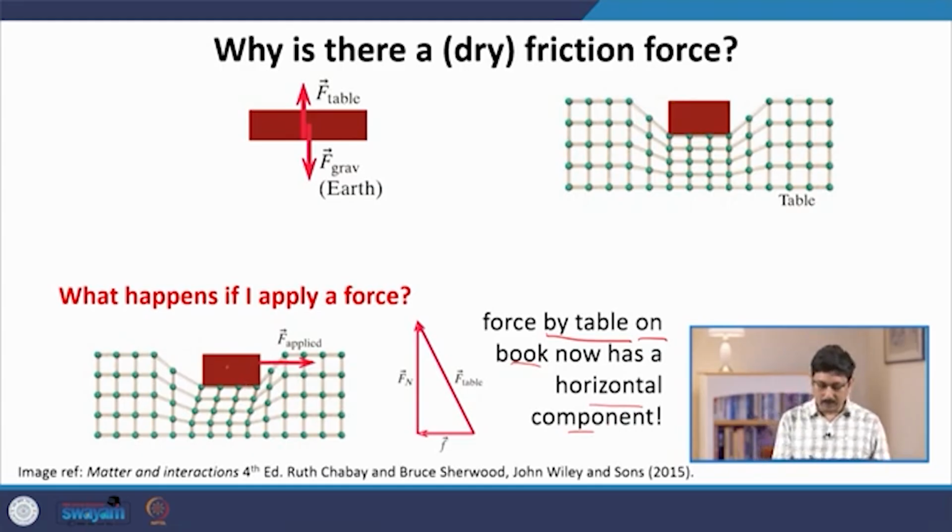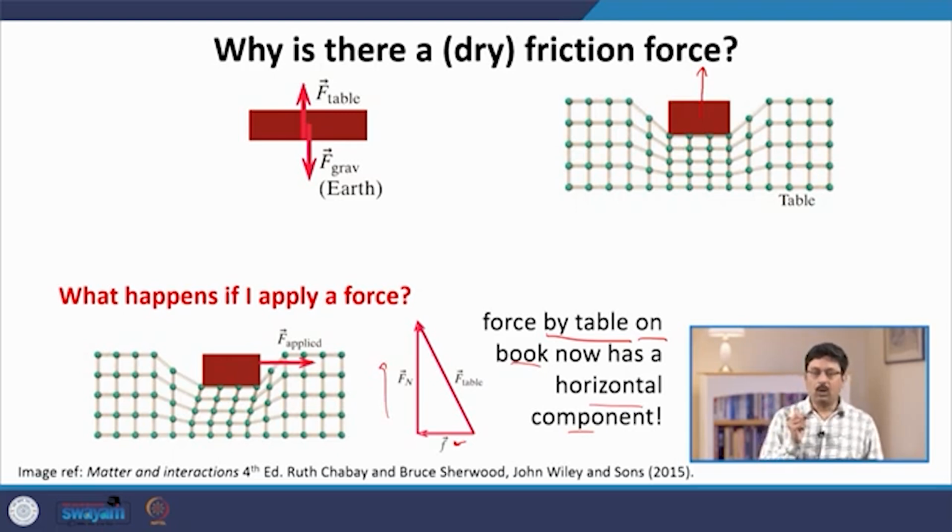And so, the contact force now has two components. To contrast, in the previous case, when the book is simply at rest without any external force, the contact force has only a normal component, which is normal to the surface of the table. Now, in this case, because the nature of deformation is different, it has a horizontal component as well as a normal component.